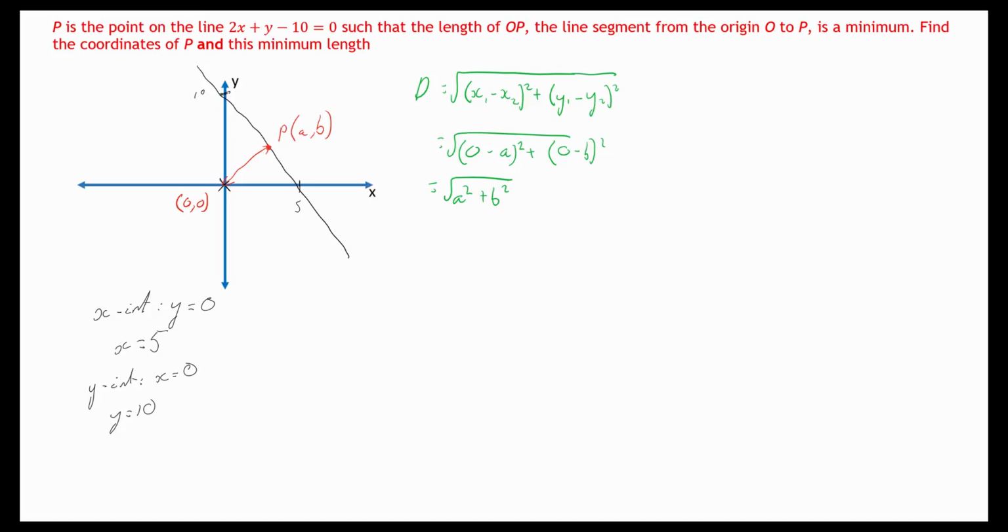Now we can't do much with that at the moment, especially because we've got two different letters. We've got an A and we've got a B. The trick here, which is the hardest part, is we have to manipulate that B so that it uses an A variable instead. We can do that because we know for a fact that the point P definitely lies on this line, which actually makes it a little bit easier because if it lies on that line, it has to follow the line's rule. So what we need to do now is sub our A and our B into the equation.